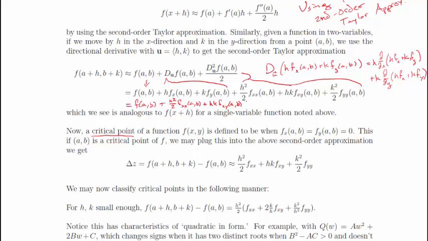Oh, I'm also using in this that since this is a smooth function, since both of these derivatives exist, f sub xy equals f sub yx, which we'd done when we were doing partial derivatives. We'd seen that that's true for nice smooth functions. Oops, should be a plus k squared over 2 f sub yy at a comma b.